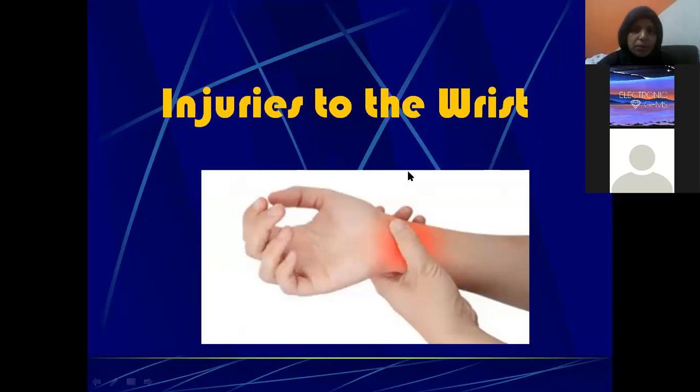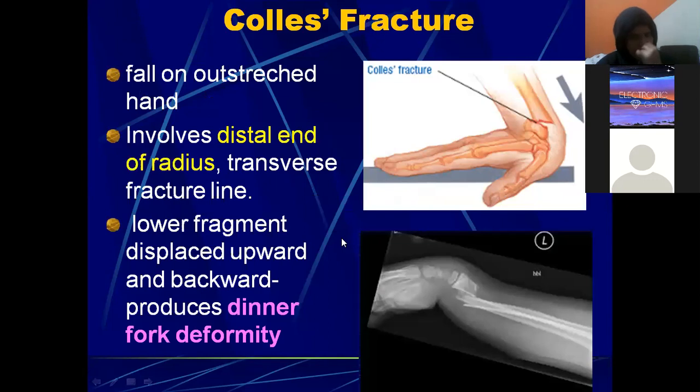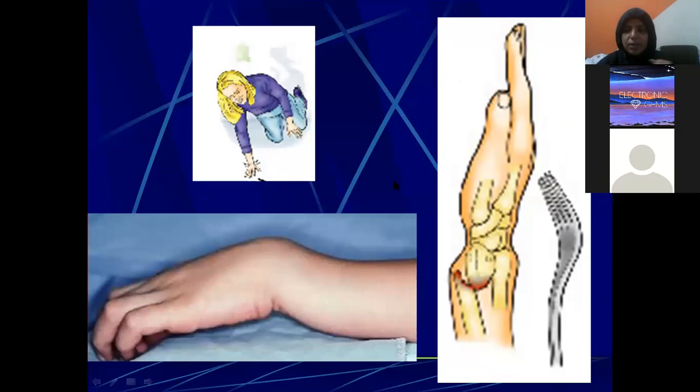Now coming to the injuries of this wrist joint. Just now we have studied 2 fractures at the lower end. What were those 2 fractures? We studied them with the inferior radioulnar joint: Colles fracture and Smith's fracture. Just now whatever we have discussed: fall on outstretched hand, distal end of the radius. You will see the transverse fracture line. The lower fragment is displaced upwards and backwards, posteriorly. This type of deformity is called dinner fork deformity.